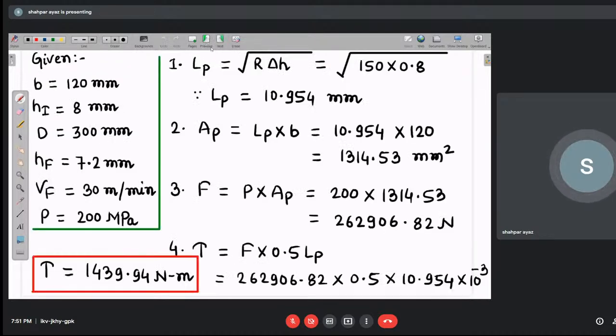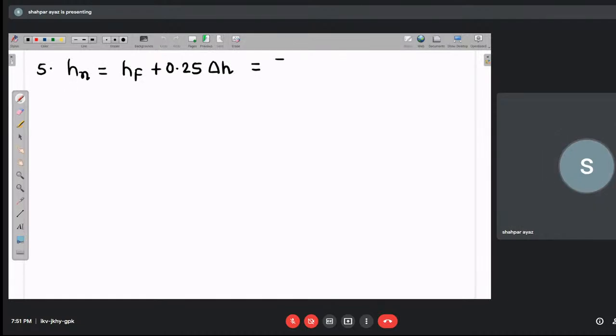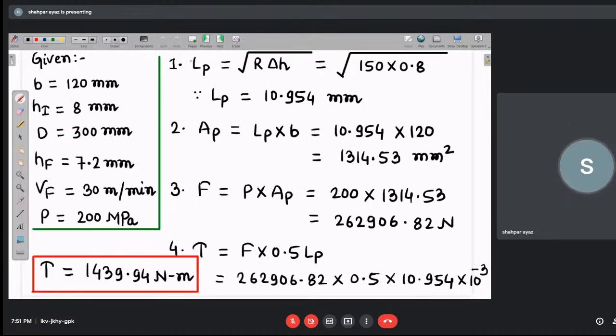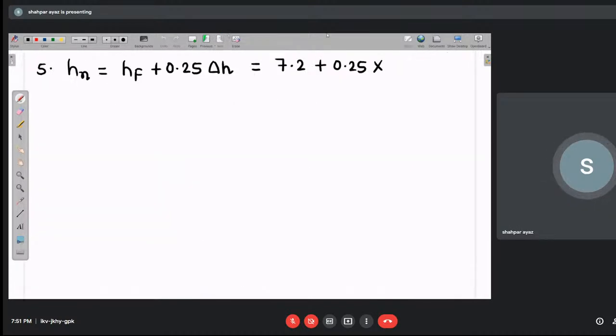Hf is equal to 7.2, 0.25. Delta h is what? Delta h is 0.8. So here we are getting 7.4 mm. Correct?